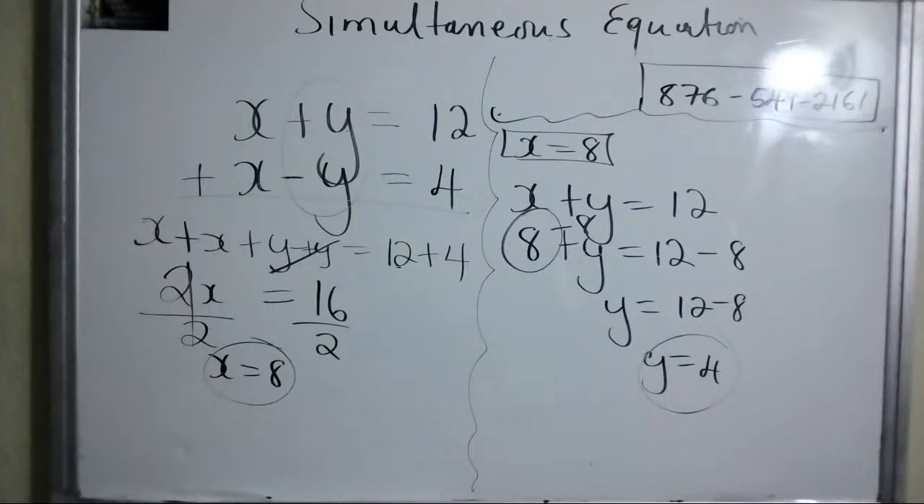Alright, Zoom said he did it a different way and he got the same answer. Yeah man, that's fine. Big up. So x is 8 and y is 4. Alright. So it doesn't matter which way you do it. Once it's correct, it's perfect.